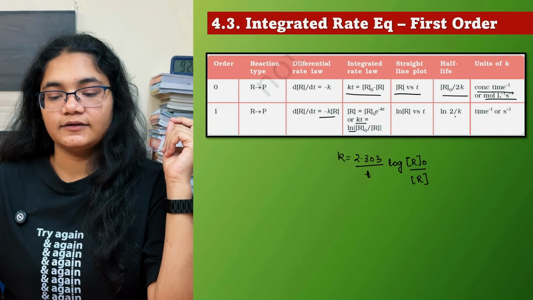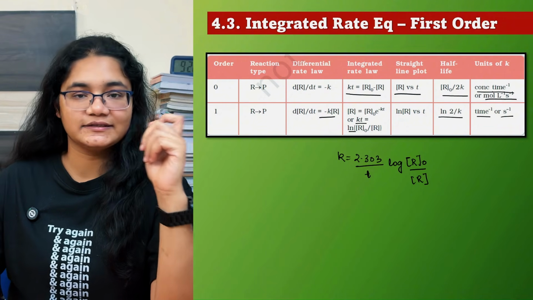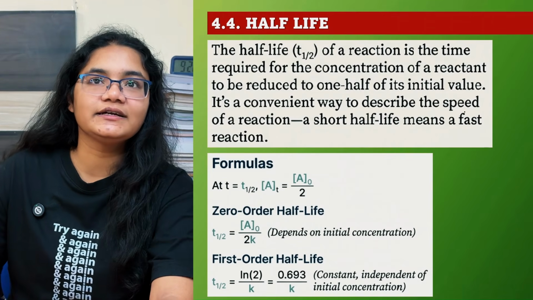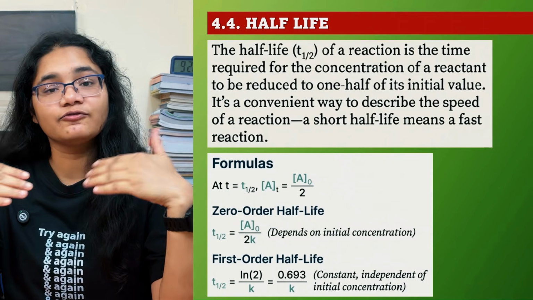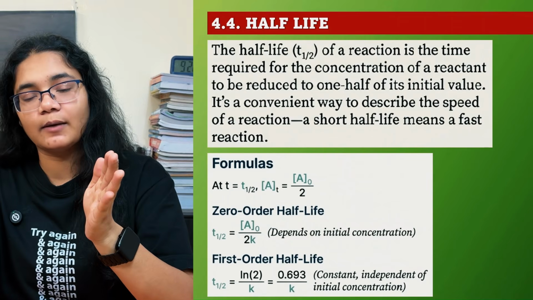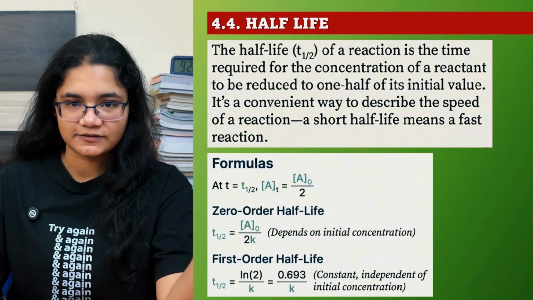Okay, next we have half-life, ln2 by k, and its unit is time inverse or second inverse. Now we'll talk about what half-life is. Half-life is the time required for the reactant to get reduced to half of its initial concentration. Suppose you have started with 50 moles, the time required to come to 25 moles is the half-life. If you have started with 12 moles, the time required to come to 6 moles is the half-life.